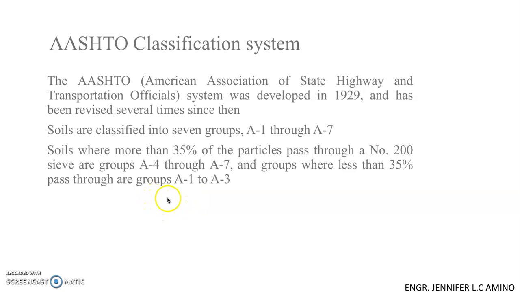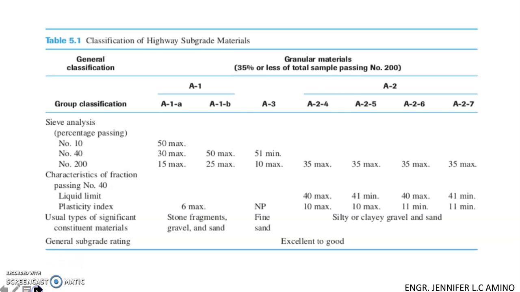Soils with more than 35% of the particles passing through a number 200 sieve are groups A-4 through A-7, and those with less than 35% passing are A-1 to A-3. So how do we use this AASHTO classification system? Of course, you are provided with a table wherein you have a group classification, and based on the group classification, you can classify the soil sample.